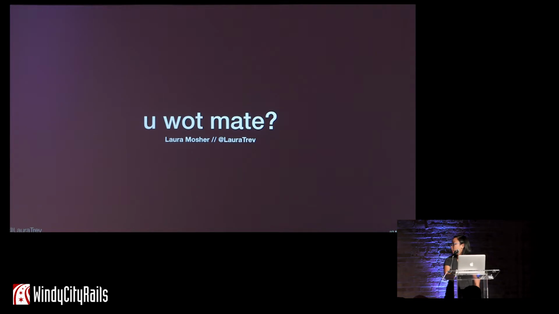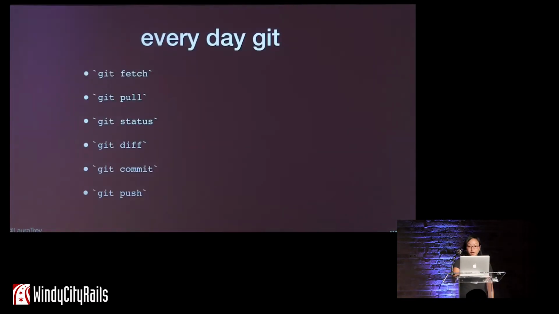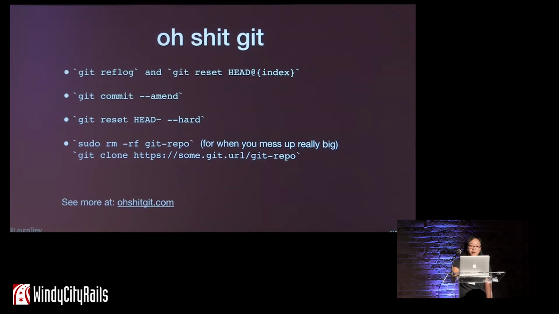So let's talk about Git. Git is a powerful collaborative version control tool, and for many folks, it's hard to imagine doing any active development without it. So you've got everyday Git, commands that you use regularly throughout your day, and then you've got oh shit Git, which are commands that you hopefully use infrequently, but you need very much when things go horribly, horribly, horribly wrong. And you hope these magical commands can fix it.